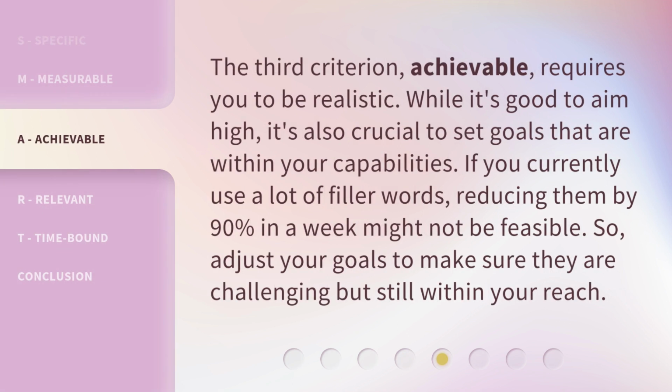The third criterion, achievable, requires you to be realistic. While it's good to aim high, it's also crucial to set goals that are within your capabilities. If you currently use a lot of filler words, reducing them by 90% in a week might not be feasible. So, adjust your goals to make sure they are challenging but still within your reach.